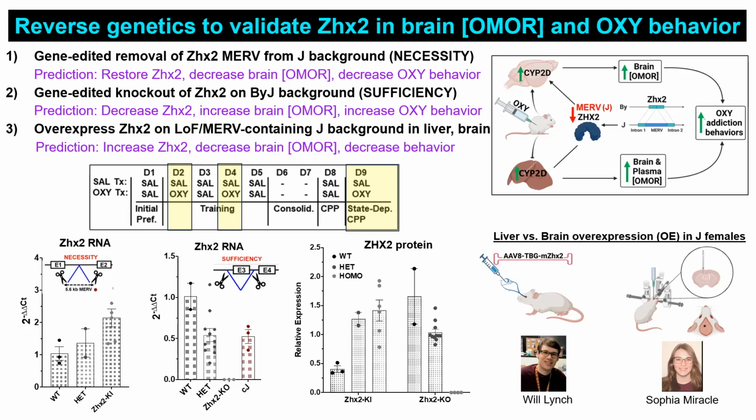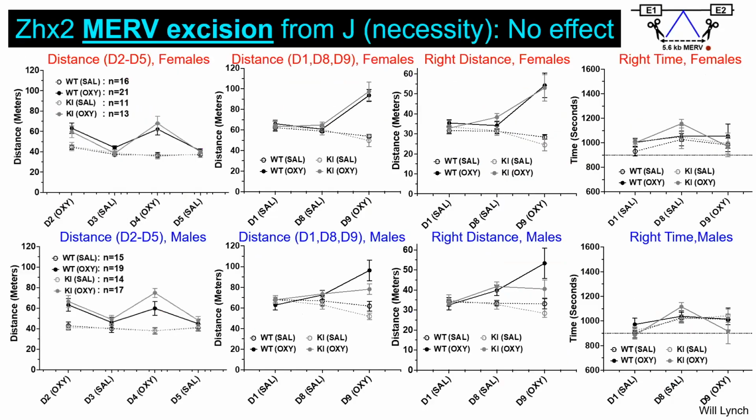And so the overall hypothesis, this framework here, is that the MERV is leading to reduced expression of Zhx2. This is turning the brakes off, getting rid of the repression of cytochrome P450 enzymes. Increased CYP2Ds will lead to increased brain oxymorphone levels and increased addiction model behaviors. And so to keep this in mind, I'll keep showing the same guidepost to come back to.